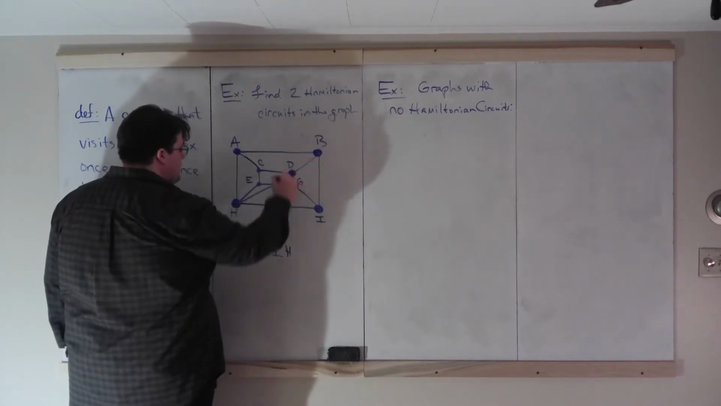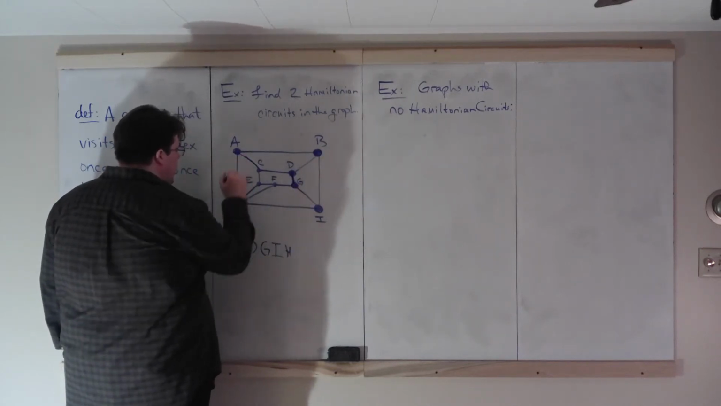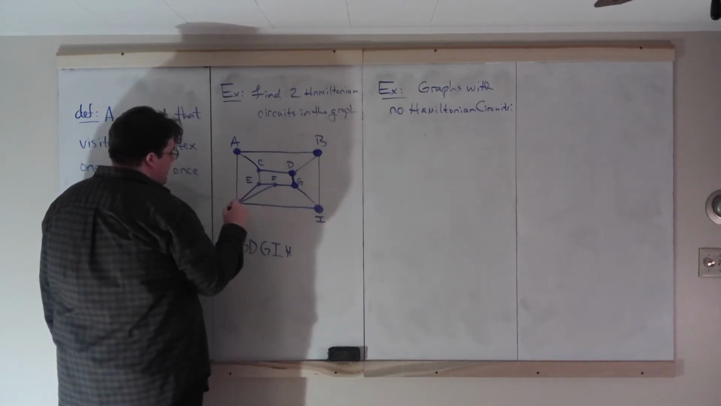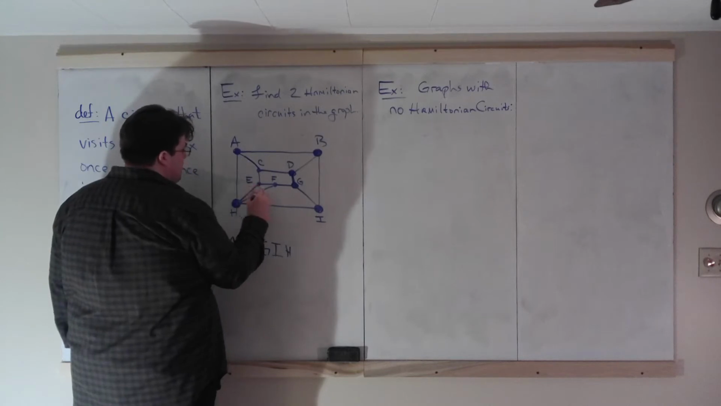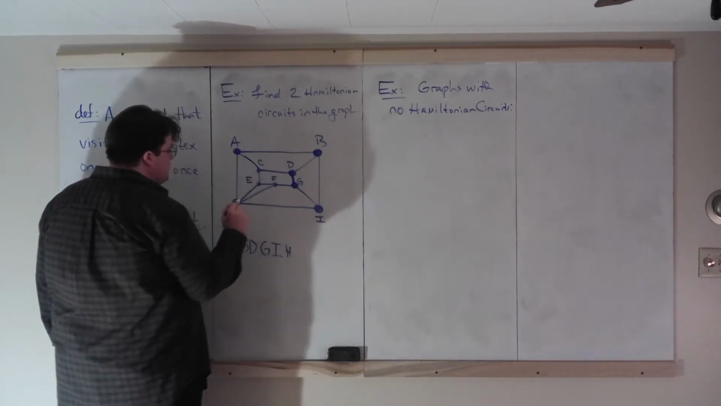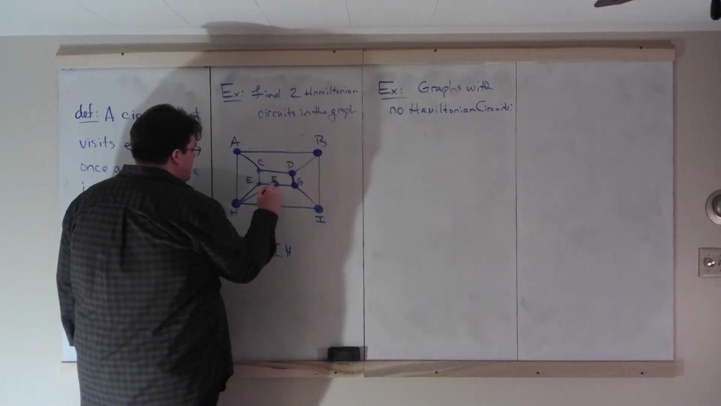Okay, so we went A over there up to H. Now look at this. Once we're at H, we can't go back to A because we want to end at A. We can't go to E because if we go to E, then we'd never be able to hit F without duplicating another edge. So the only thing we can do from H is go over to F.